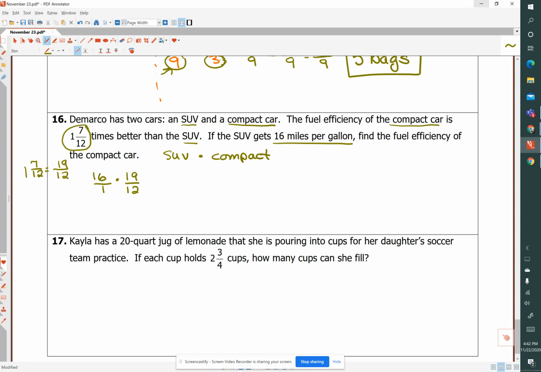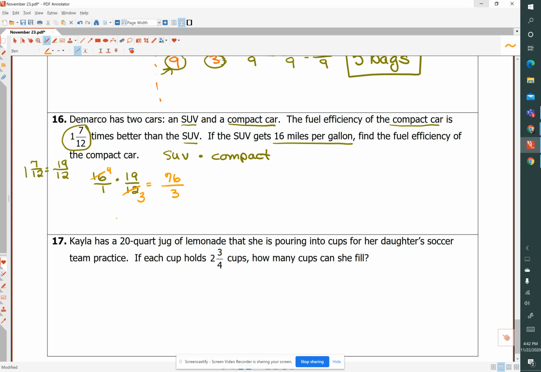Okay. So let's simplify this. We have an opportunity here to make these numbers smaller. Both 16 and 12 are divisible by 4. So this would be a 4. This would be a 3, because 12 divided by 4 is 3. 16 divided by 4 is 4. So now 4 times 19 is 76. 3 times 1 is 3.